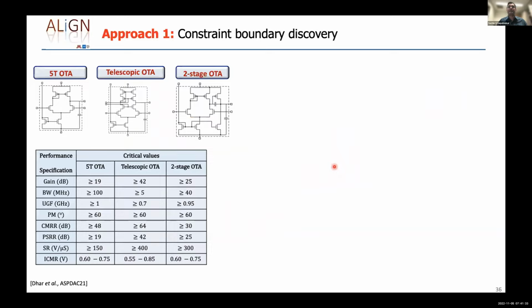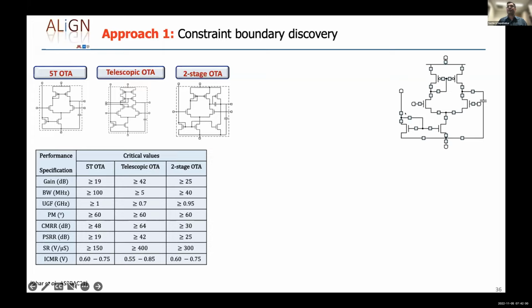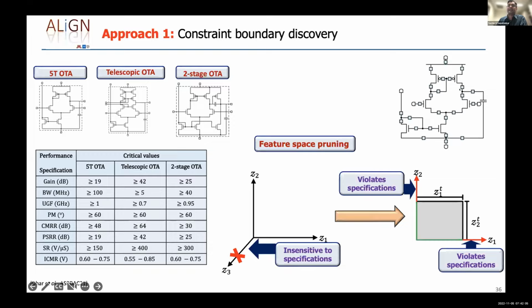The first approach to this is to try and see whether you can discover the constraint boundary. So you have a set of constraints that are provided for an OTA, for instance, and you have a specification in this. And for example, if your gain has to be greater than 42, can you find the location of the boundary where the gain reaches 42. So if you have a circuit topology that looks like this, and if you say that the performance depends on the parasitics, then you can first start with discovering upper bounds on the lengths of these wires, and that gives you a constraint region that you can work with.